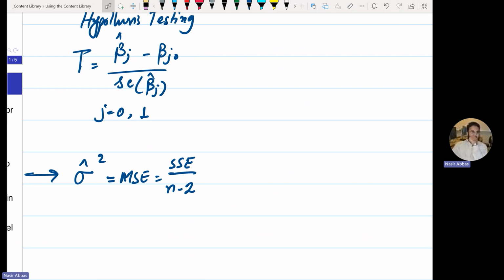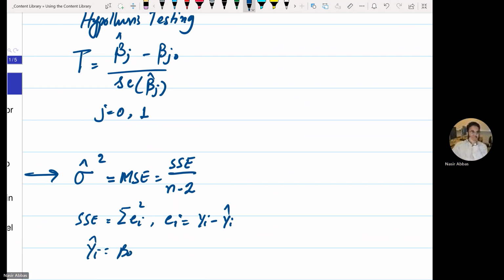You also defined an easier way of getting the SSE. The difficult way of getting SSE is this summation e i square, where e i is y i minus y i hat, where y i hat is beta naught hat plus beta 1 hat x i, the fitted values. Correct?